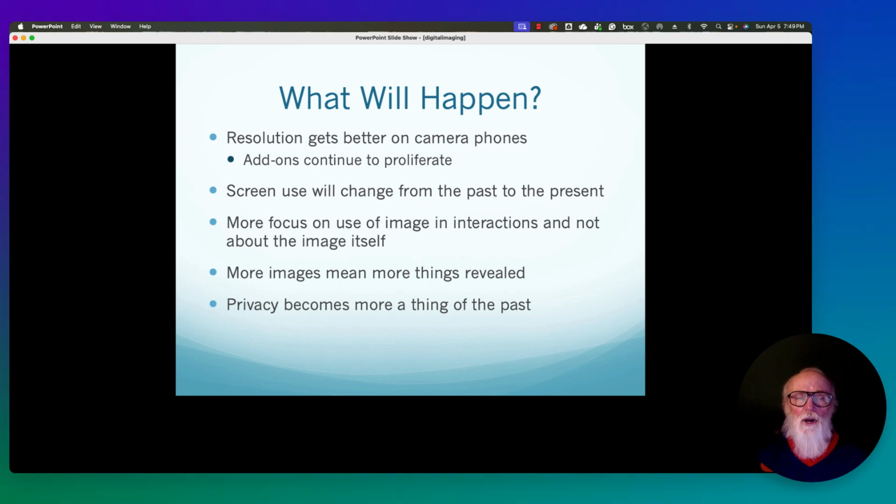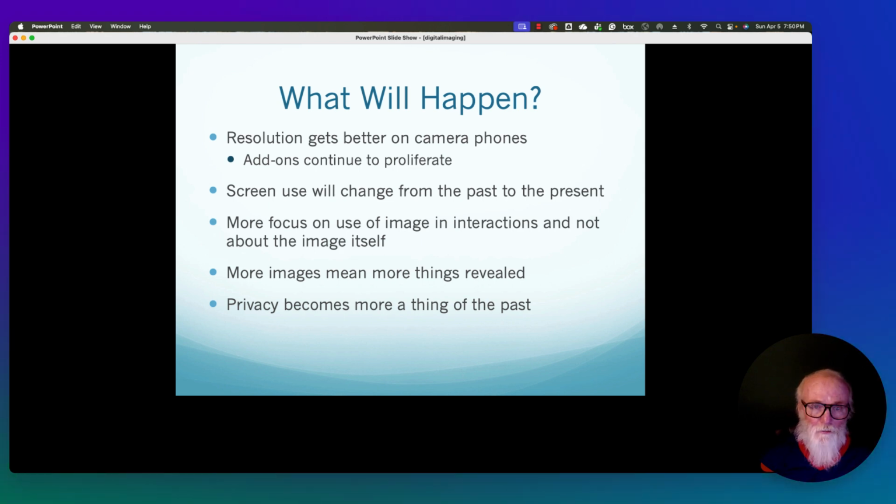So you've got to be aware that you can get your picture taken at any time, whether you like it or not. People can take your picture and they can put it up online, and anymore they can do things with it with AI. And so the sky's the limit here on what's going to be revealed. So privacy becomes more of a thing of the past, something that just isn't going to be part of the equation anymore.